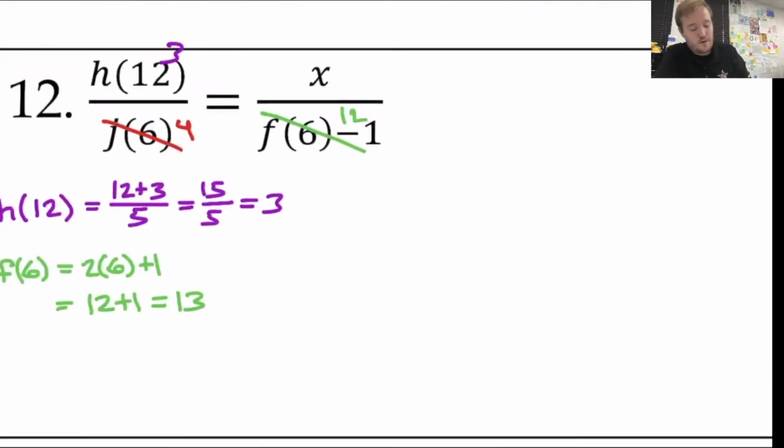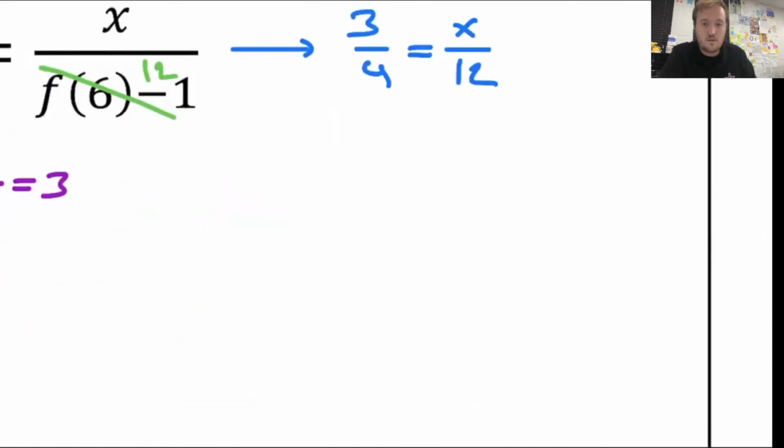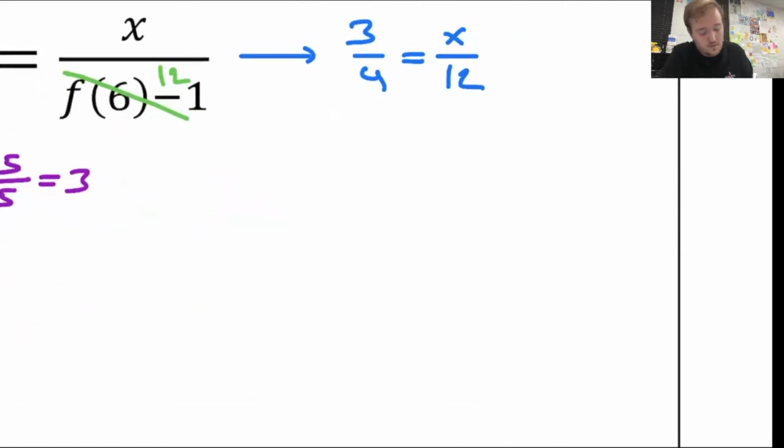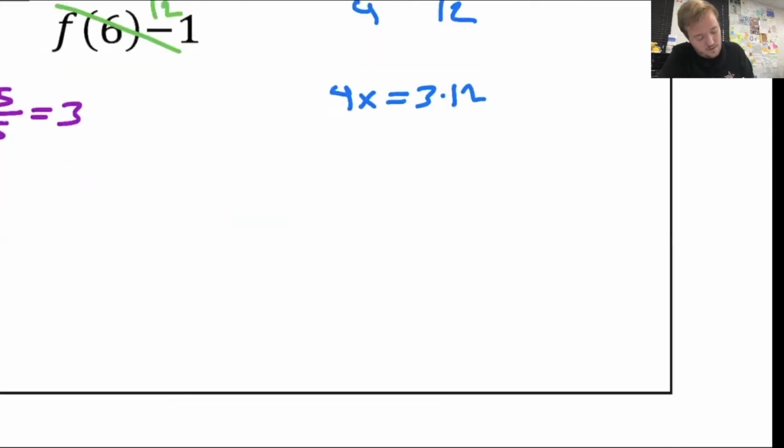Okay, so now I'm going to rewrite this proportion, not equals. There we go. So we have 3 over 4 equals x over 12. So simplify the proportion, solve. So we have 4x equals 3 times 12. So 4x equals 36. When you divide, you get 9.